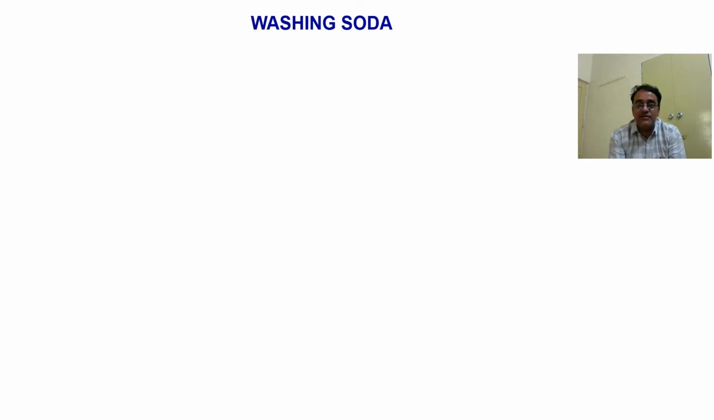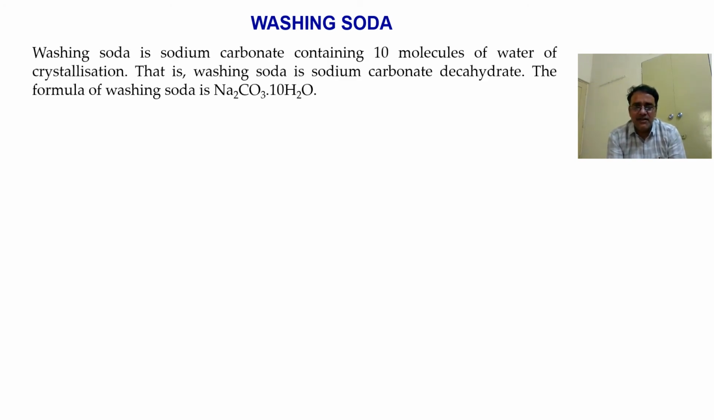Now let us move towards our next topic, that is washing soda. Washing soda, the chemical name is sodium carbonate, sodium carbonate with 10 molecules of water of crystallization. We'll see water of crystallization also after this topic. So washing soda is sodium carbonate decahydrate. Decahydrate means 10 molecules of water. So how will you write the formula of washing soda? First we write sodium carbonate, then 10 molecules of water, that is 10 H2O. So this is the complete formula of washing soda.